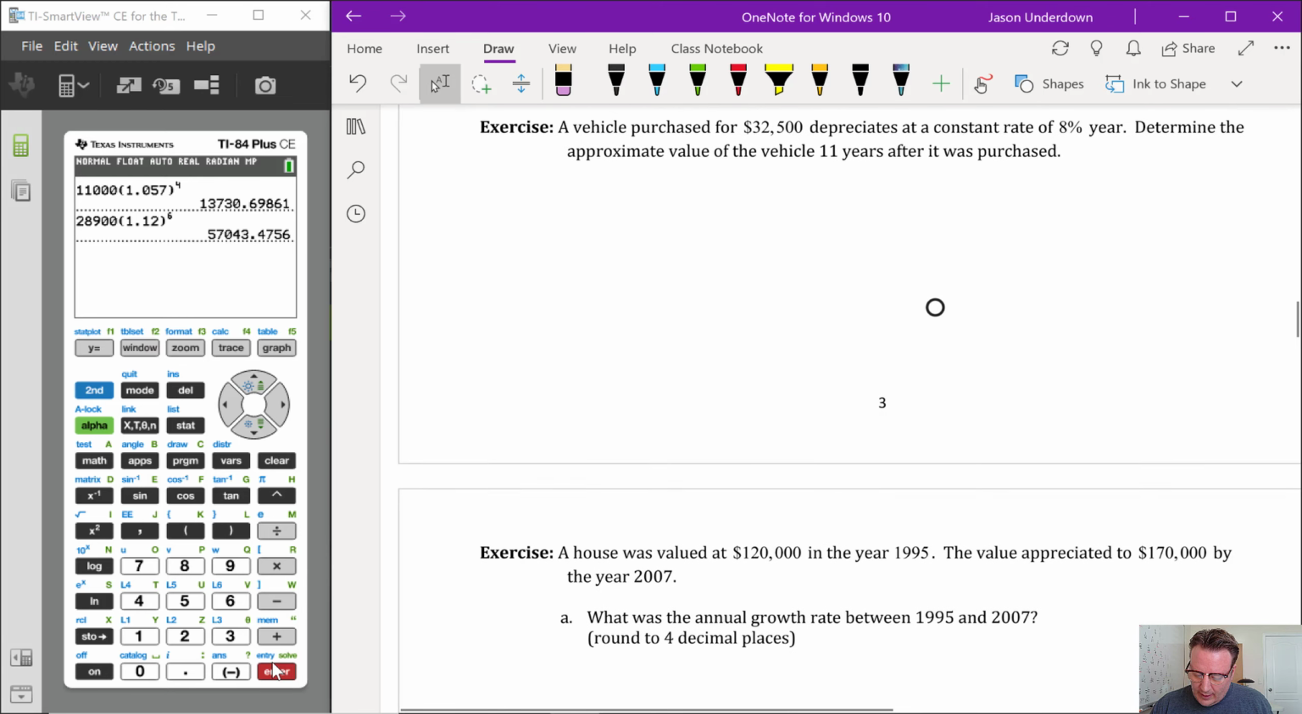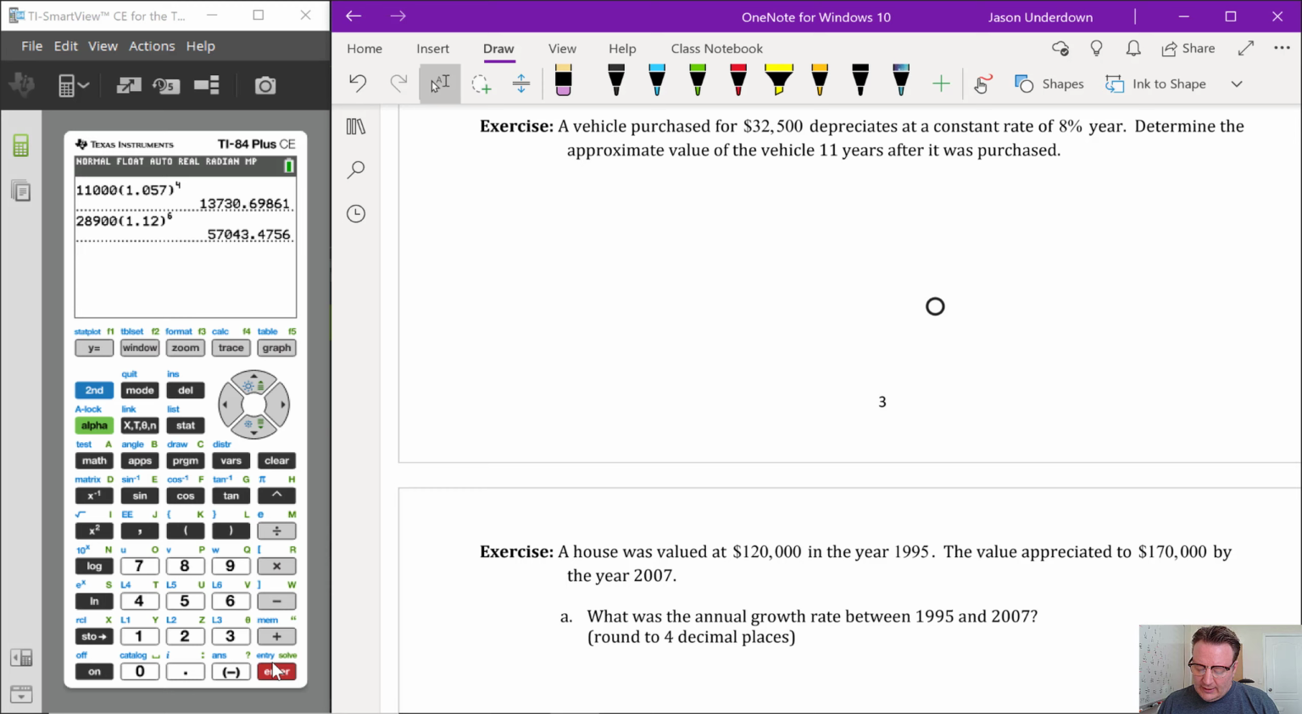Next, a vehicle purchased for $32,500 depreciates at a constant rate of 8% per year. Determine the approximate value of the vehicle 11 years after it was purchased.